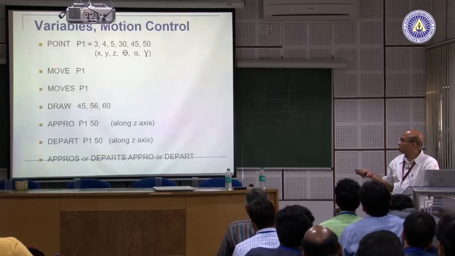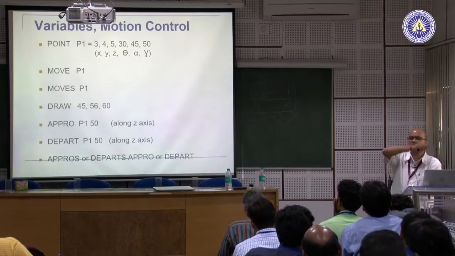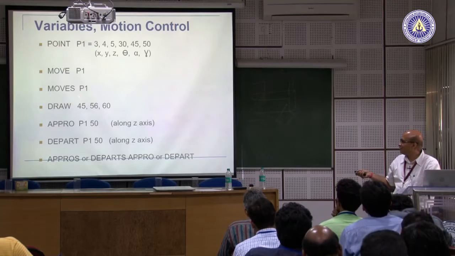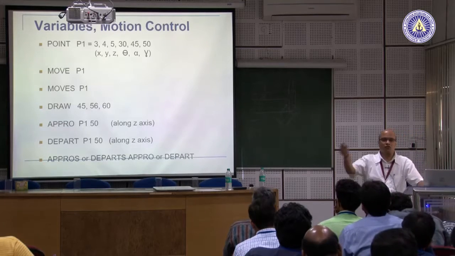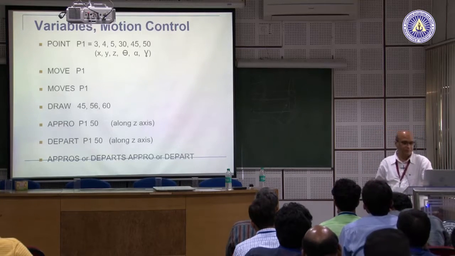So we use move when it is just moving in space, and you don't care about the straight line, and moves is when you care about straight lines, when it has to go to another point in a straight line.